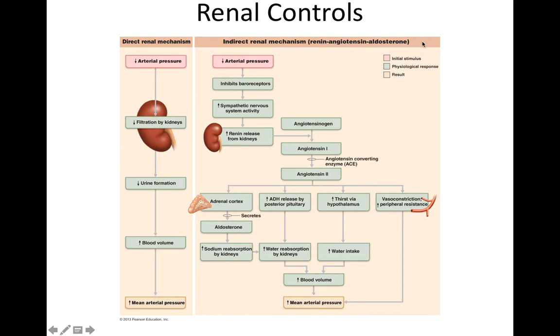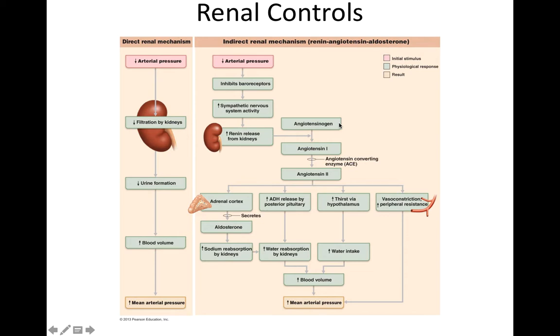renin-angiotensin-aldosterone system, or RAAS, R-A-A-S. So this is a pretty powerful system. You're going to have decreases in arterial pressure that are going to increase the sympathetic nervous activity, causing your kidneys to release the enzyme renin, or renin, either way.